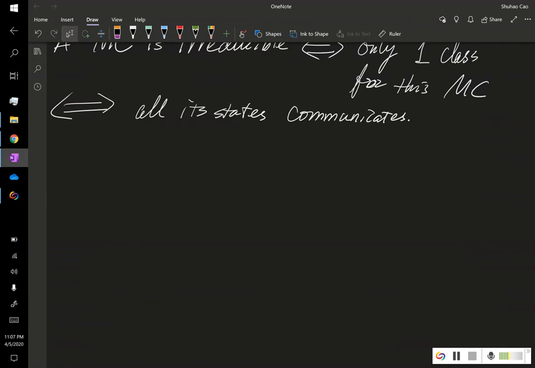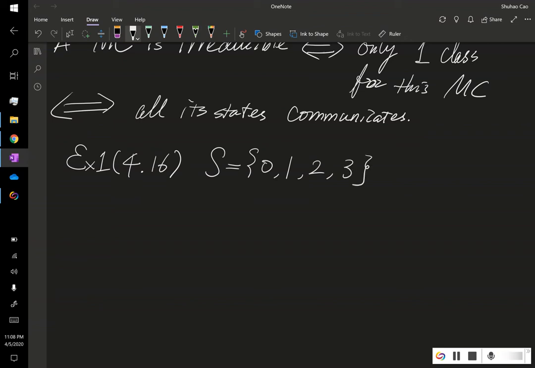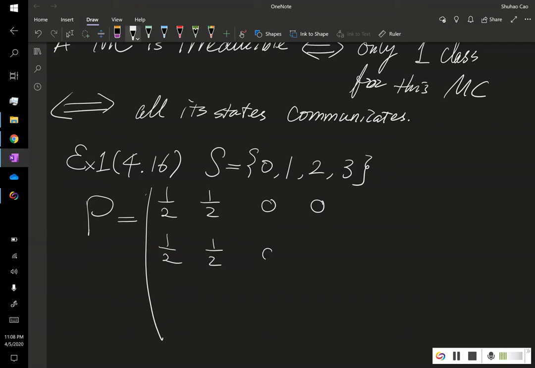All right, so we'll continue to learn the classification of states using some examples. Example one is a textbook example, 4.16, where we consider a Markov chain with state space 0, 1, 2, 3. Our one-step transition probability matrix is: 1/2, 1/2, 0, 0; 1/2, 1/2, 0, 0; the third row contains all quarters; and the last row is 0, 0, 0, 1.